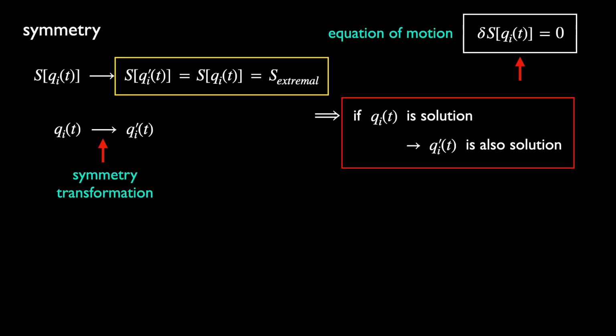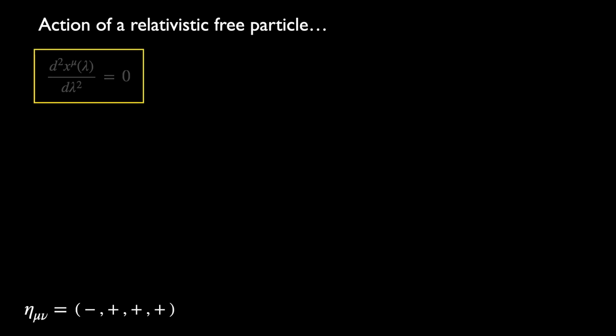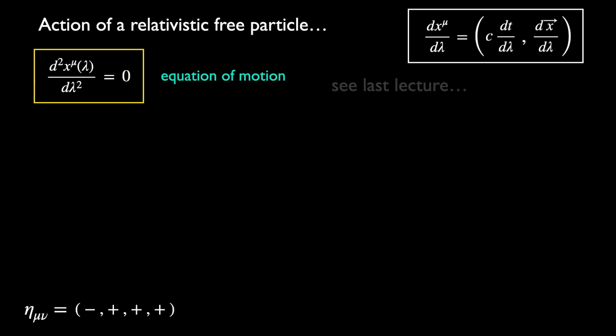Now we are ready to find the action of a relativistic free particle. Recall that from the last lecture, the trajectory of a relativistic free particle, x(lambda), must satisfy this equation of motion. The equation takes this form if the curve parameter lambda is an affine parameter. This is what we have derived in the last lecture. See the link in the description to refresh your memory. Let's reverse engineer a suitable action that could give rise to such an equation of motion.